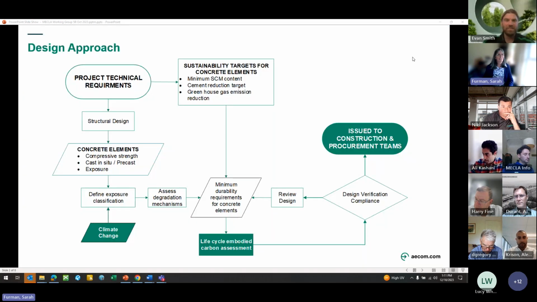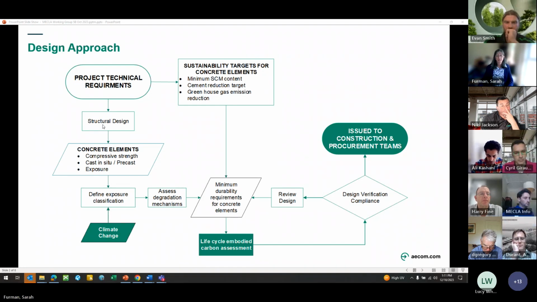Okay. A typical design approach for major infrastructure is that you gain what's generally called a project requirement scope, which tells you what the basic requirements are for the project. You will have a bunch of structural assets that you're trying to build and some information around that, and usually some inbuilt sustainability targets. For concrete, these can often be quite poorly defined. It may be a minimum SCM content, a cement reduction target, sometimes with no basis as to what the target is being assessed against, sometimes it is. Or it may have a greenhouse gas emissions reduction target.